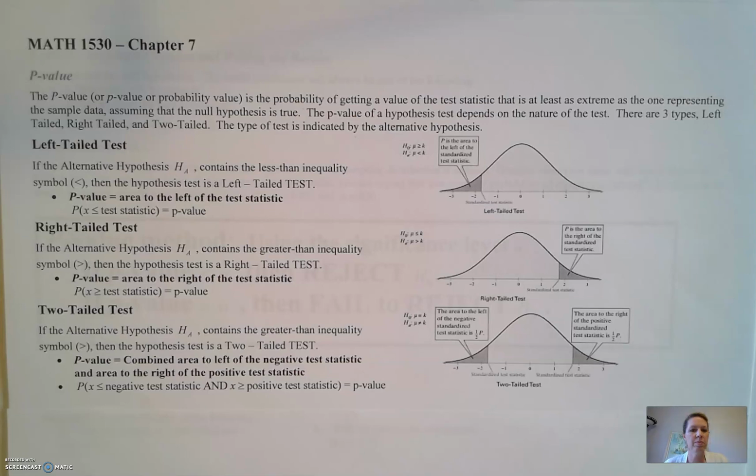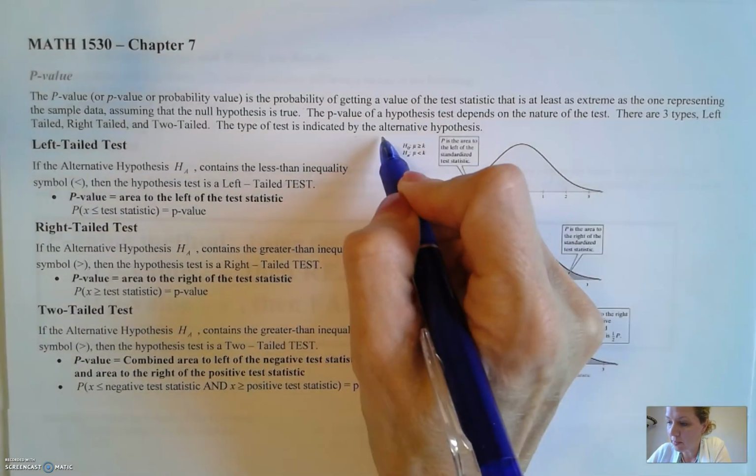Introduction to p-value. The p-value is a probability value. So it's the probability of getting a value of the test statistic that is at least as extreme as the one representing the sample data, assuming the null hypothesis is true. The p-value of the hypothesis test depends on the nature of the test. There are three types: left-tailed, right-tailed, and two-tailed. This type is indicated by, remember, what we call the alternative hypothesis.